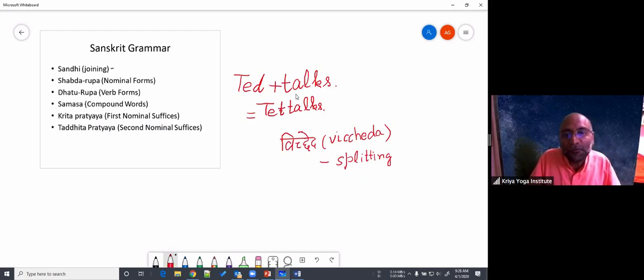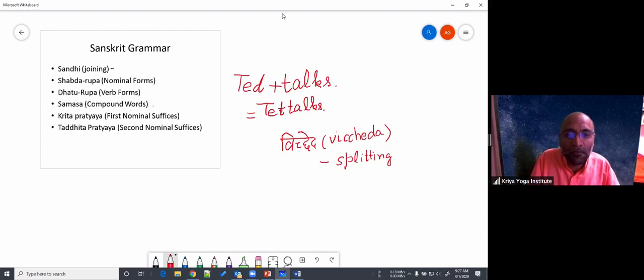So this is one aspect of Sanskrit grammar. Another aspect of Sanskrit grammar is Shabda Rupa, nominal forms. What are the nominal forms? I'll discuss these in a moment, because this is what we will discuss more in detail today. So I'll come back to these things. I just want to give you an overview of other aspects of Sanskrit grammar.